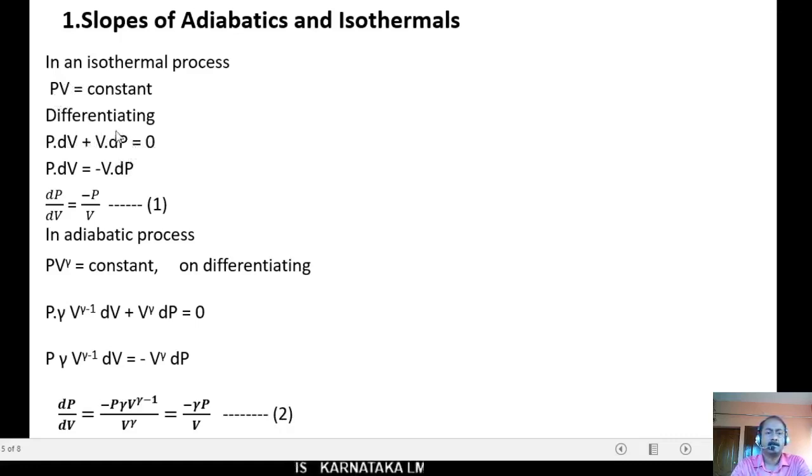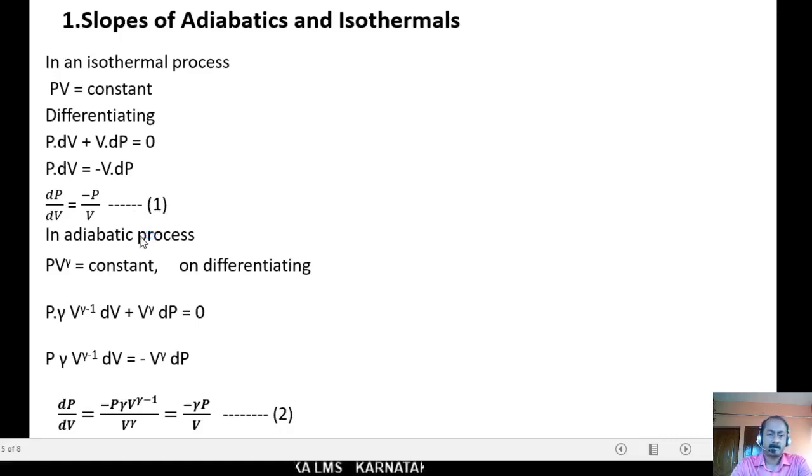On rearranging this equation, P into dV is equal to, when it comes across to the RHS, minus V into dP. And further rearranging, dP divided by dV equals minus P upon V. Let it be equation 1.